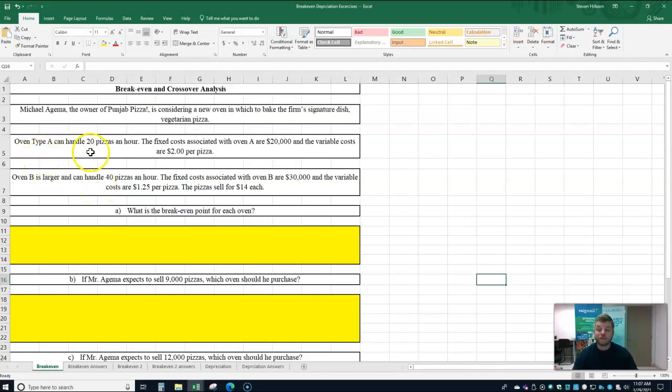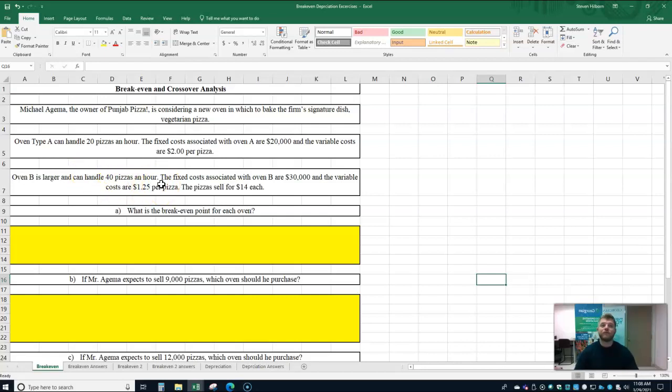So oven A can handle 20 pizzas in an hour. The fixed costs associated with oven A are $20,000, and the variable costs are $2 per pizza. The $20,000 is the upfront cost, and that's what we're going to have to spend. And the $2 is per pizza. Oven B is larger; it can do 40 pizzas an hour. It's $30,000, and the variable cost is $1.25.